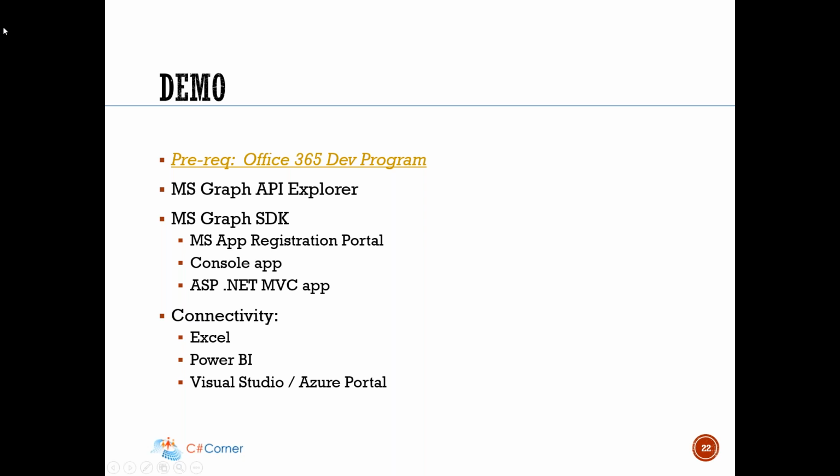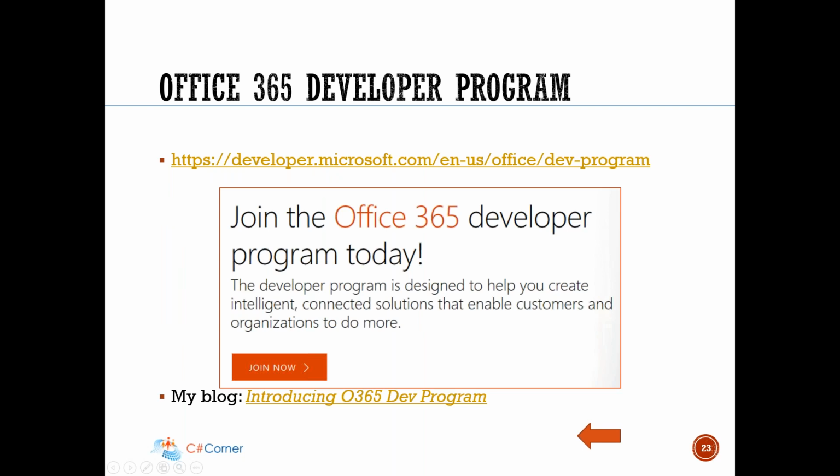The very first prerequisite for working with Microsoft Graph is to have an Office 365 subscription. You don't need to pay for it. If you are a developer, then Microsoft gives you a 1 year free Office 365 developer subscription with 25 licenses. You can go to developer.microsoft.com/office/dev program to register, click on join now, and you will be given a 1 year free subscription which you can use for your learning and every non-commercial purpose.